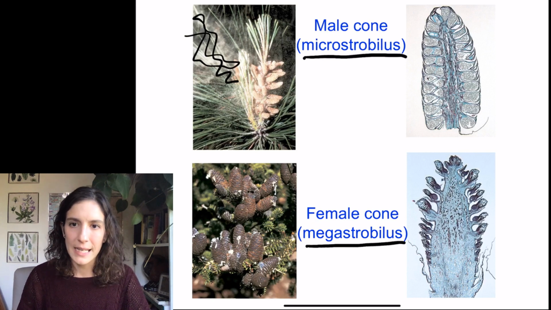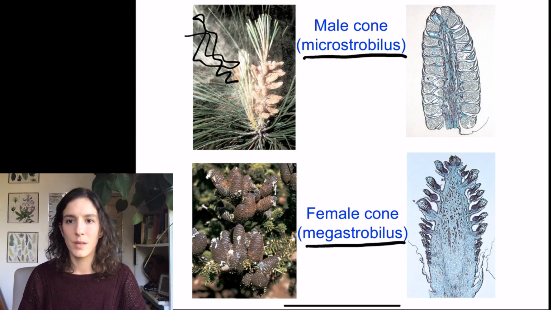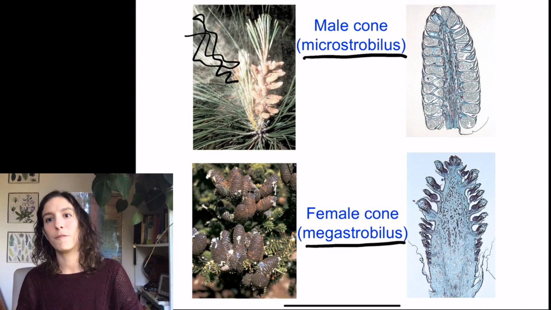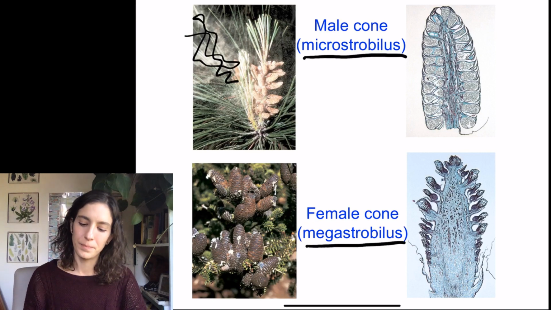Now, something you can't really tell here is the scale. A male cone is much smaller than a female cone. This is almost always the case. And sometimes the female cones can be like 100 times bigger than the male cones. And on that note, a lot of times there are way more male cones than there are female cones. There are generally fewer female cones.